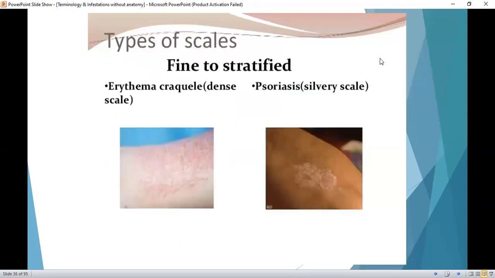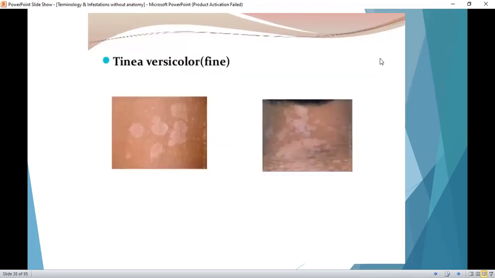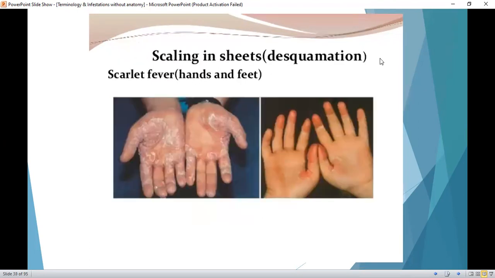Scales can be of different types, from fine to stratified. Just fine scaling over it, or very large silvery white scales of psoriasis. Then the ichthyotic scales, which are like fish scales. Tinea versicolor has fine branny scales, just like powder present over the tinea. Then scaling in sheets, like desquamation, is present in scarlet fever, shown on hands and feet.